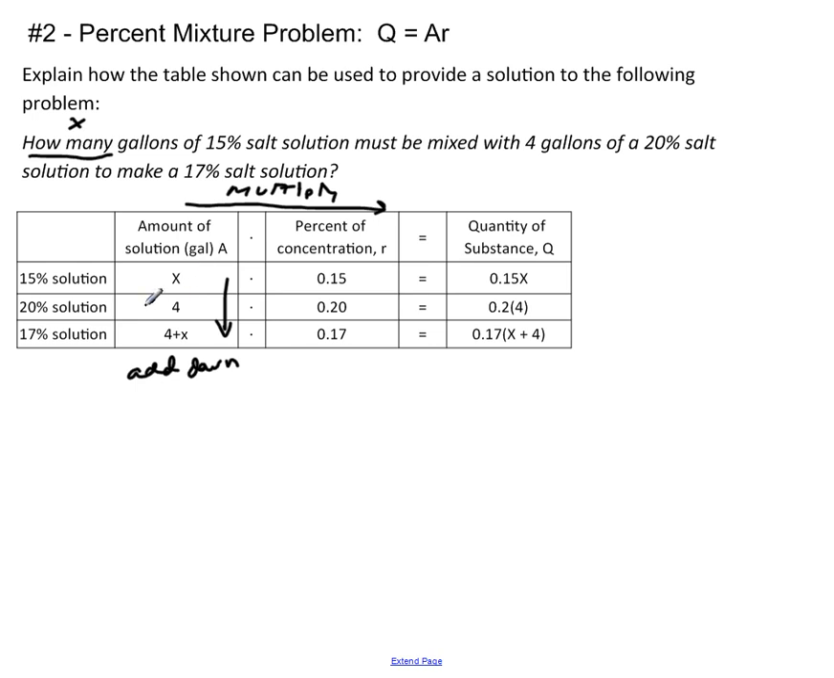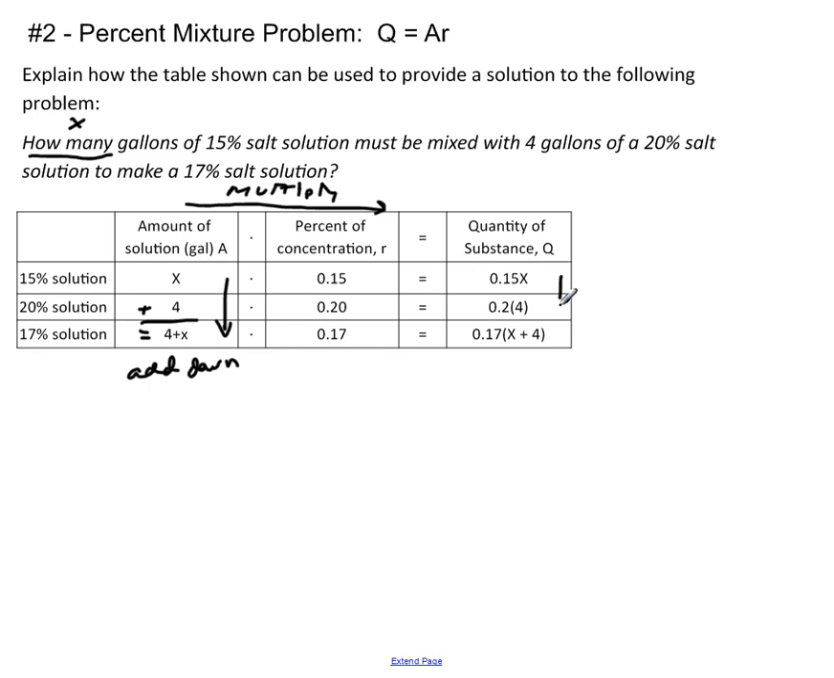But when we add that to the amount of solution that we have for 20%, and we're told we already have 4 gallons, and we add those together, we're going to get our very bottom, which is in this case our total of 4 plus X gallons. Which makes sense. If I have 4 gallons and I add X gallons more, I'm going to get 4 plus X gallons. Now, the percent concentration is not an additive column. Notice that 17 is somewhere between 15 and 20, so there's no addition that can happen right here. We're not worried about that.